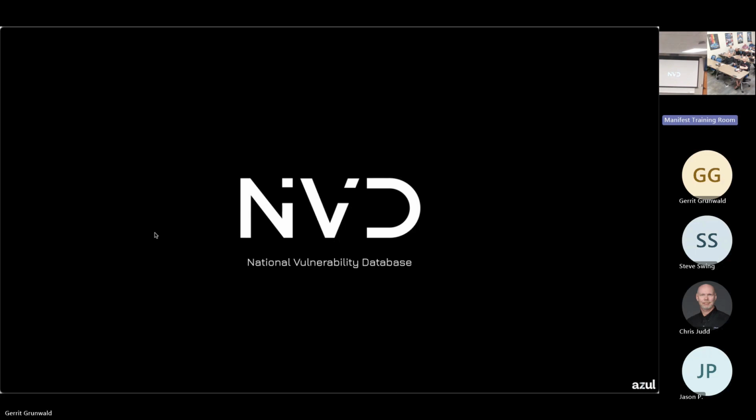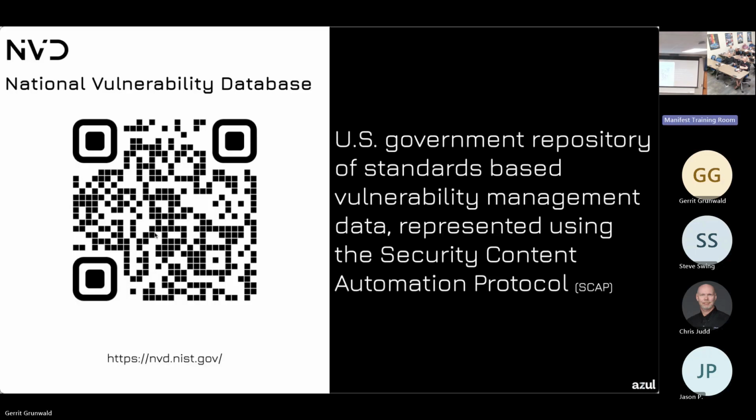Then there's NVD, which is the National Vulnerability Database. And that is from the US government. It's a repository of standards-based vulnerability management data represented using the Security Content Automation Protocol, or SCAP. This database contains a list of all the vulnerabilities that have been found over the recent years and today. And you can find it here under nvd.nist.gov. Right? And there's a lot of stuff there.